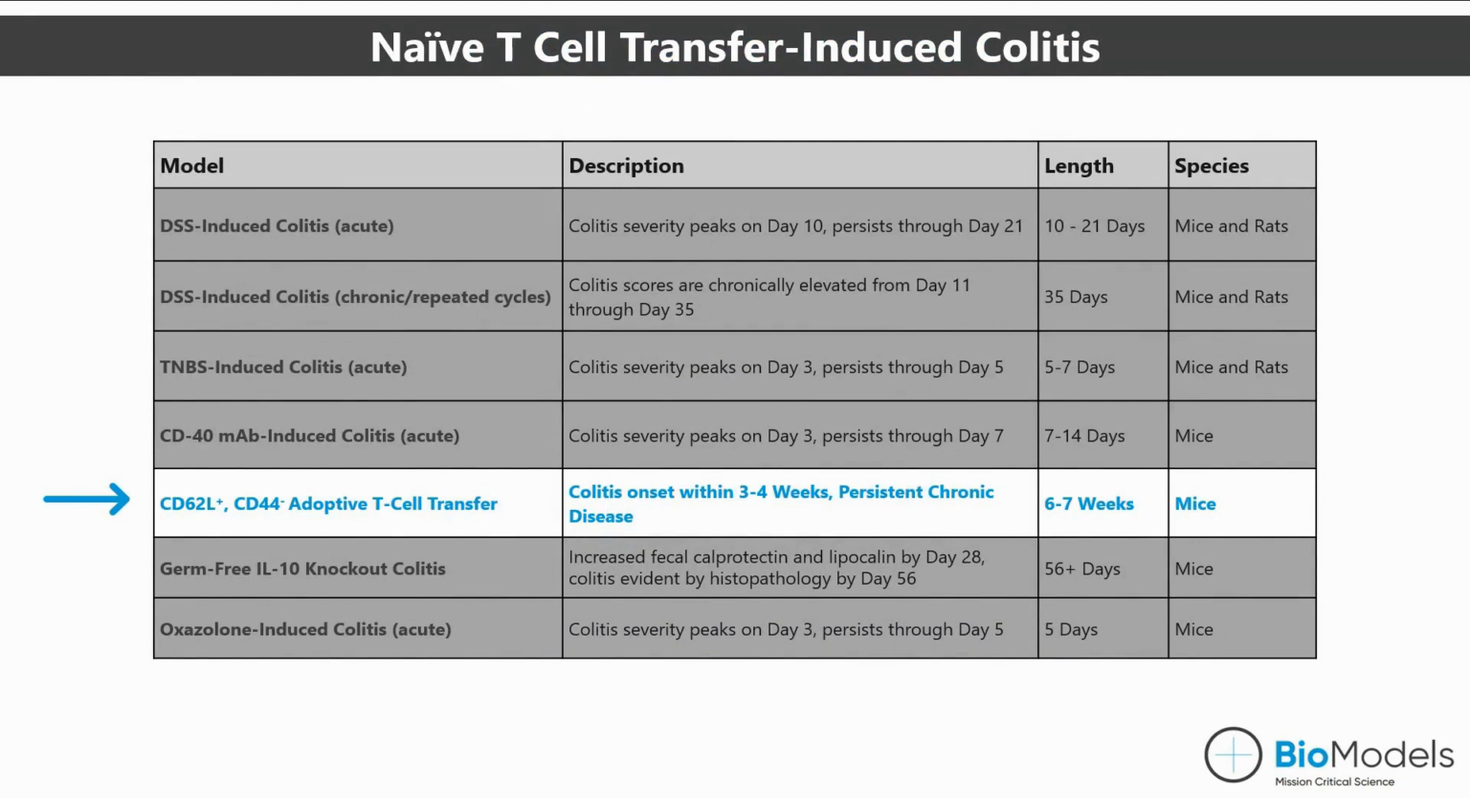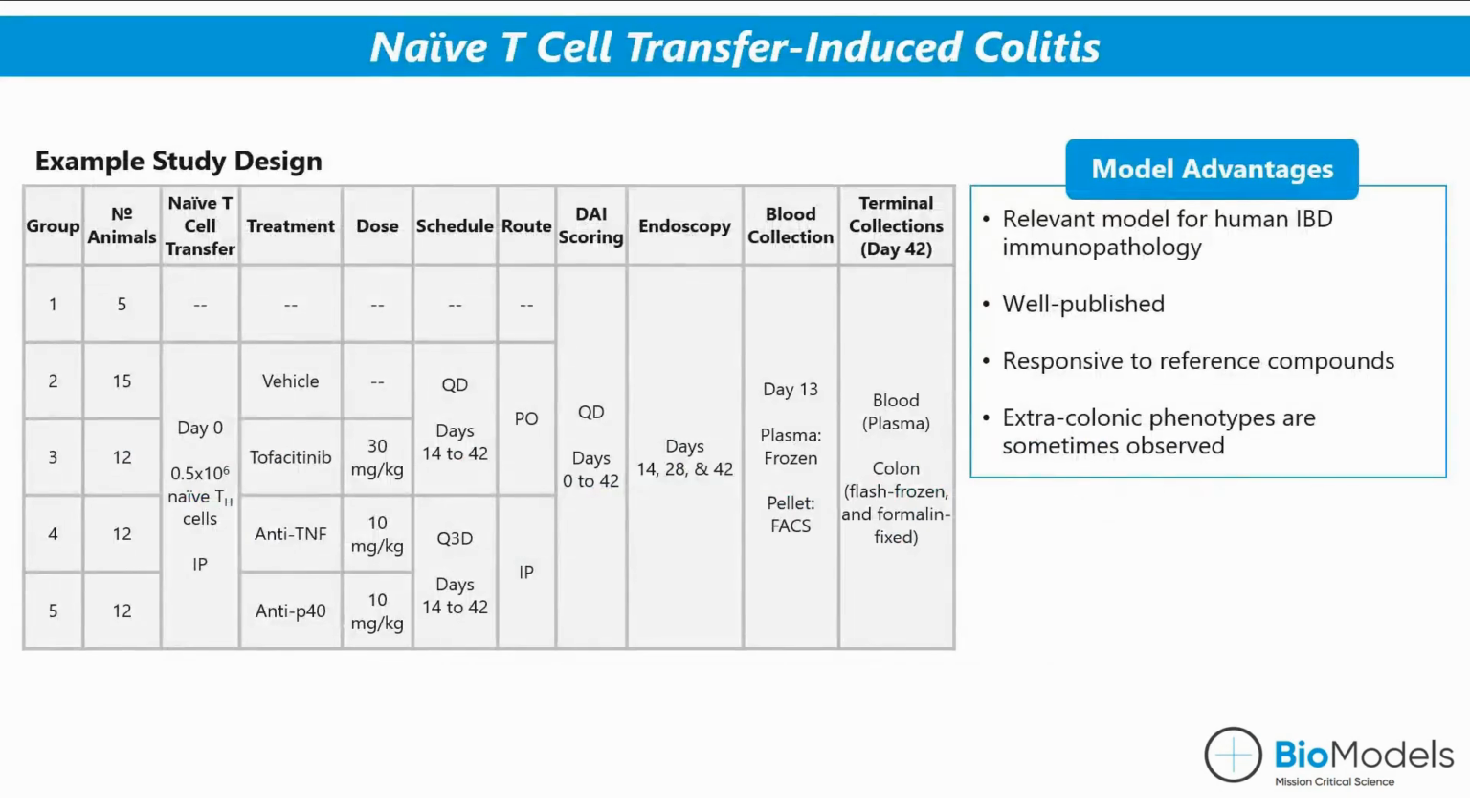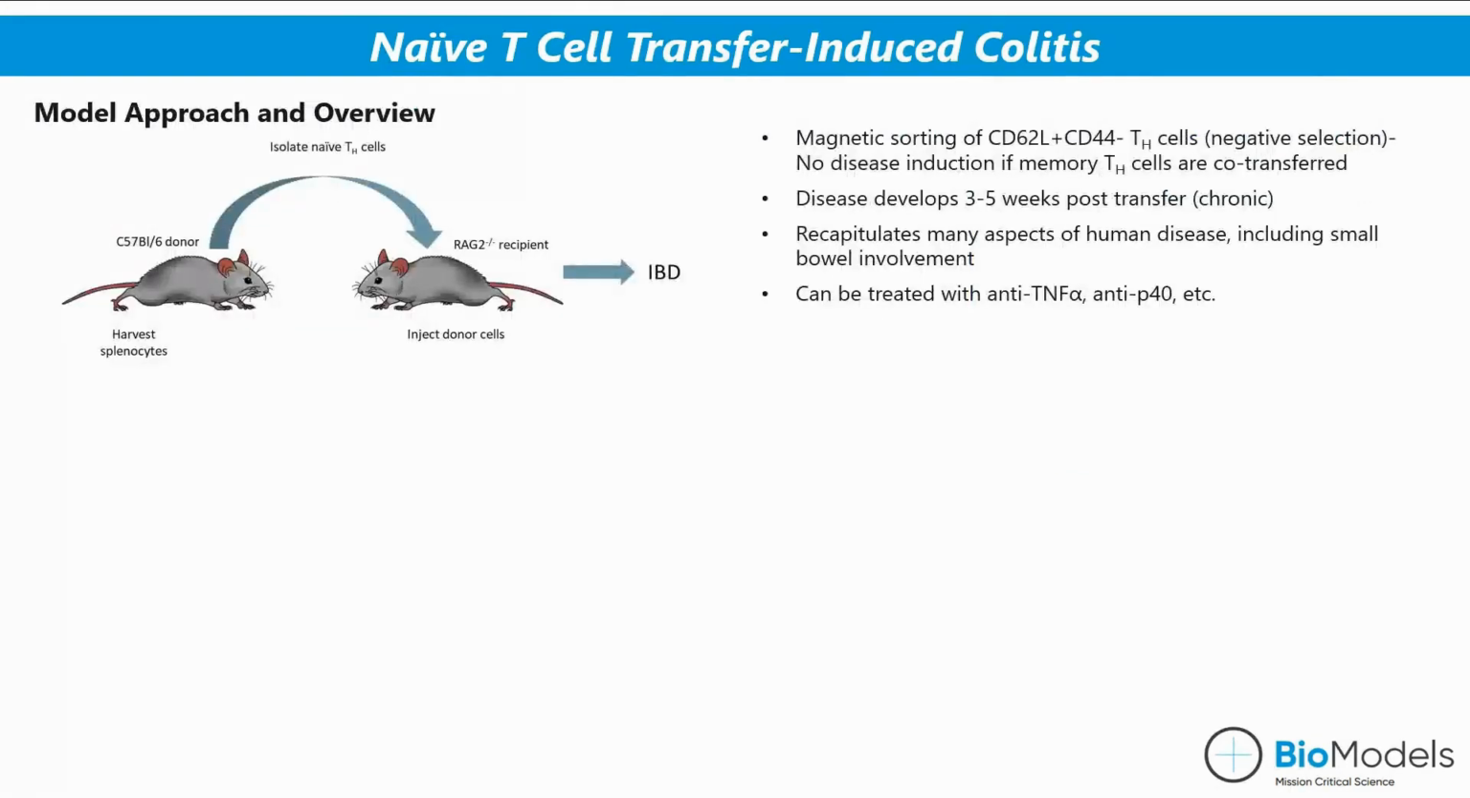The last model that I'd like to discuss today is the naive T-cell transfer-induced colitis model. Here, colitis is induced through the injection of donor naive T helper cells into recipient mice on day 0. On day 13, flow cytometry is performed to assess T-cell engraftment, and animals are randomized into treatment groups. And this is typically when test article treatment also begins. The model is responsive to the reference compounds that I talked about previously in the CD40 model, anti-TNF and anti-p40.